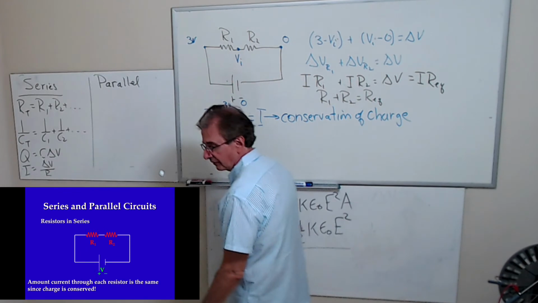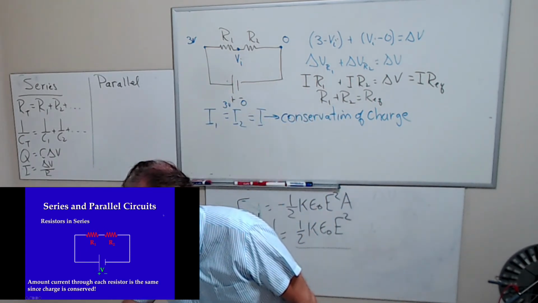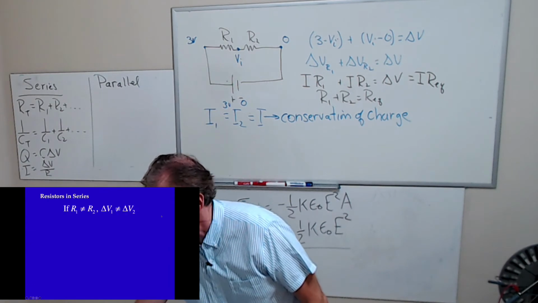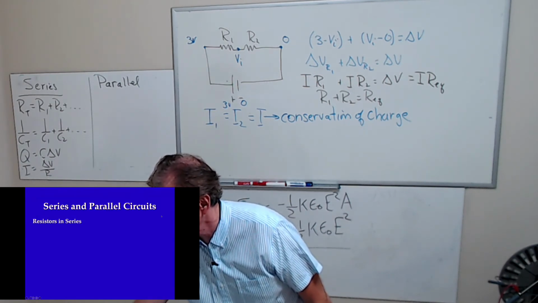So now, what if the resistors are connected in parallel? Then what? And I had this derivation in your notes.